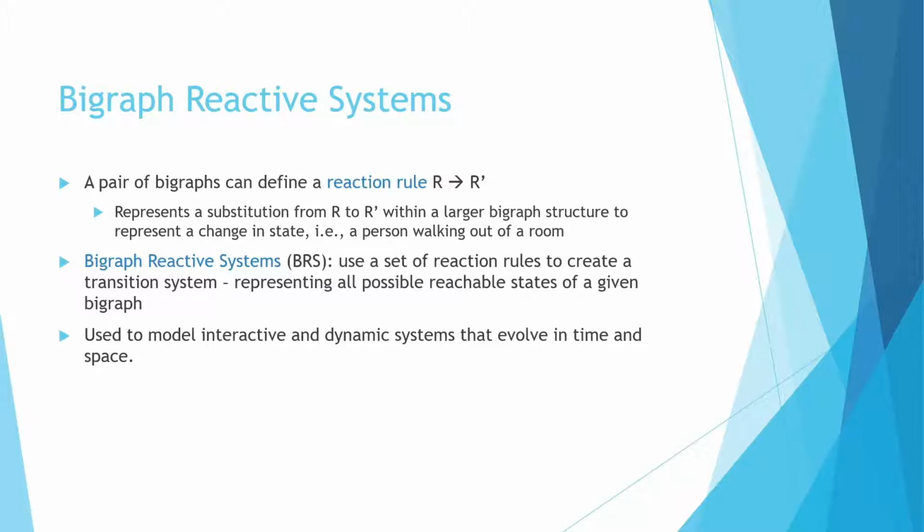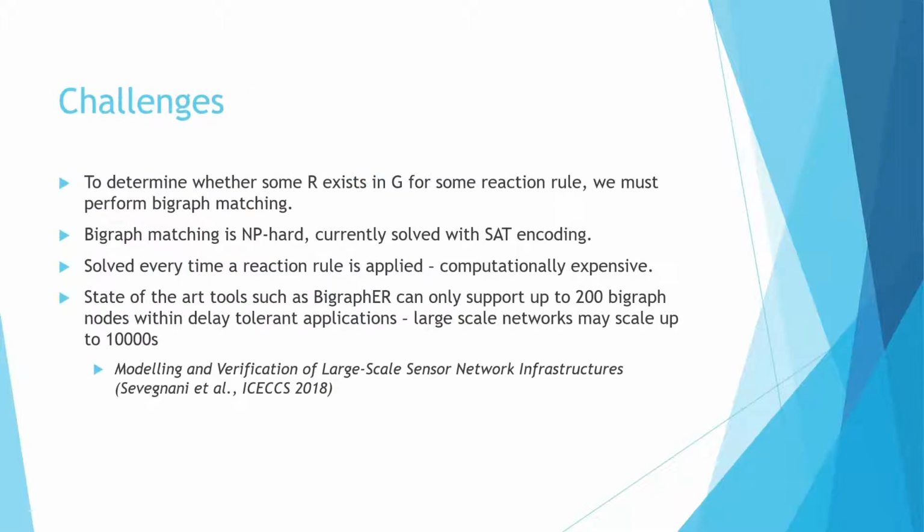Bigraph reactive systems use these reaction rules, a full set of them, and a given initial bigraph state to generate a transition system where we discover all possible reachable states given an initial bigraph state and the set of rules which define what is allowed to react and change. And this can be used to model interactive and dynamic systems that evolve in time and space.